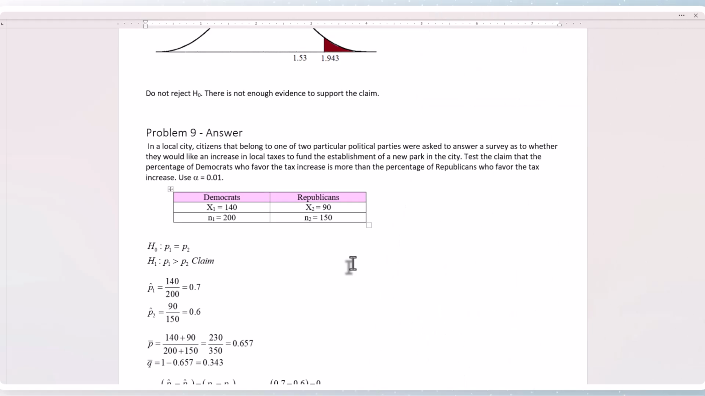Here we're going to work on number 9. It states, in a local city, citizens that belong to one of two particular political parties were asked to answer a survey as to whether they would like an increase in local taxes to fund the establishment of a new park in the city. Test a claim that the percentage of Democrats who favor the tax increase is more than the percentage of Republicans who favor it. Use alpha 0.01. So we have our data.